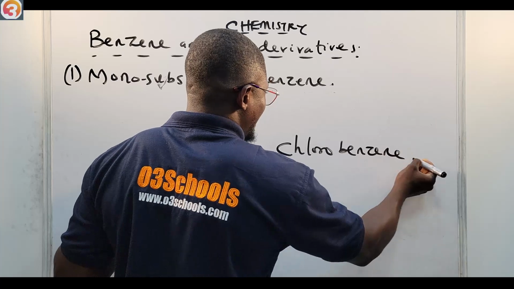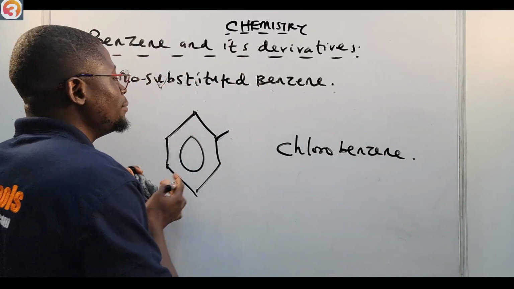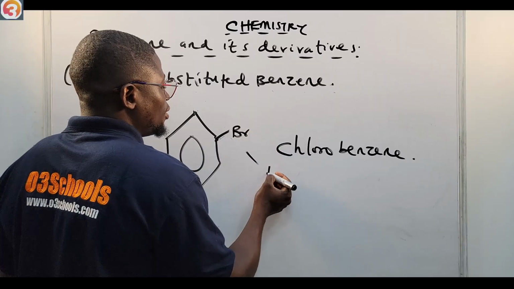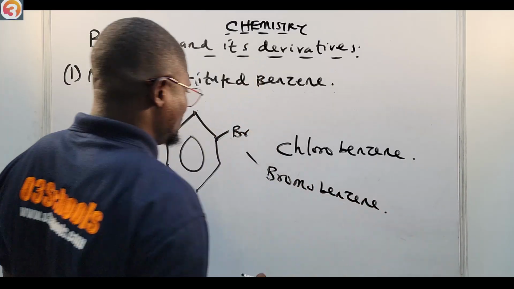Chlorobenzene. It's as simple as that. But let's say it is not chlorine. Let's say it is even bromine. What do we call that one? We call this one bromobenzene. It's as simple as that.